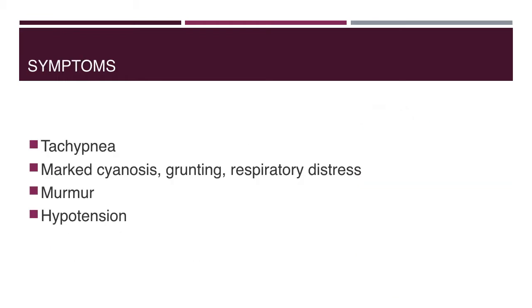The symptoms initially are tachypnea that turns to marked cyanosis, grunting, respiratory distress. A murmur is present because of the PDA and the foramen ovale being open, and the child becomes hypotensive related to the acidosis. And over time, you can also see polycythemia developing because of hypoxia.